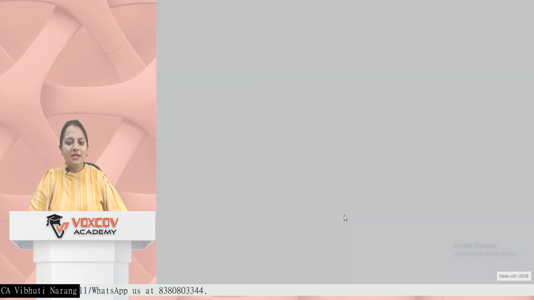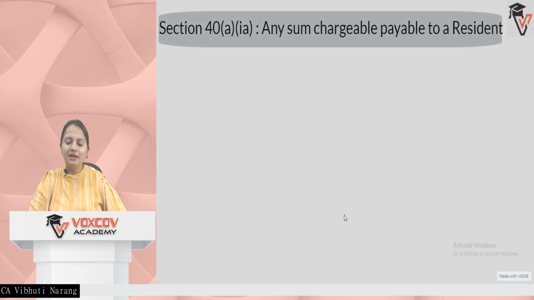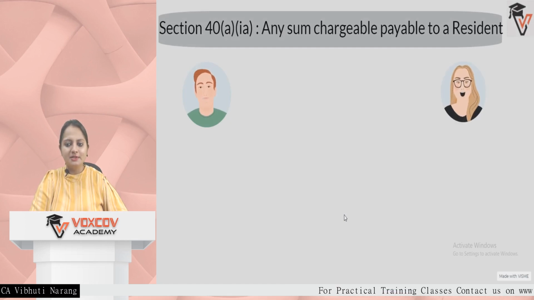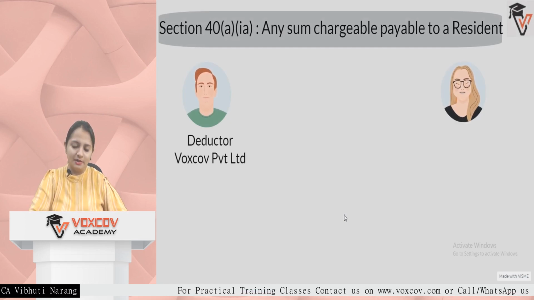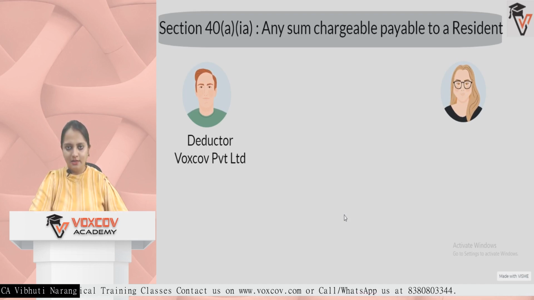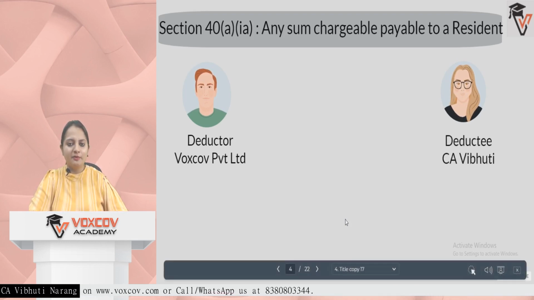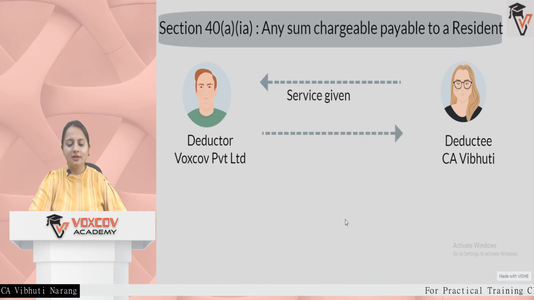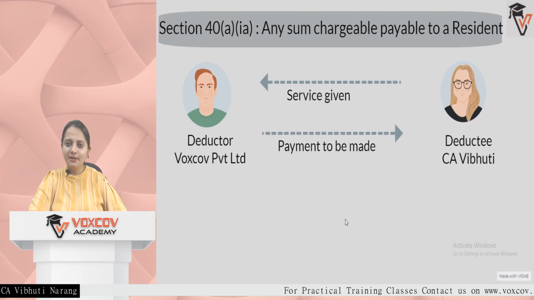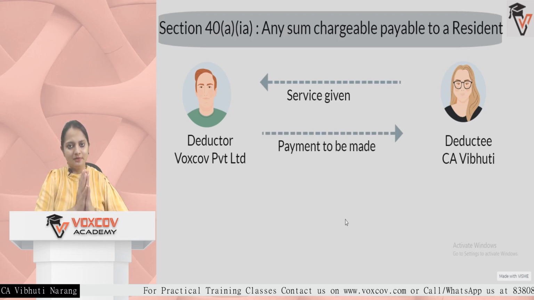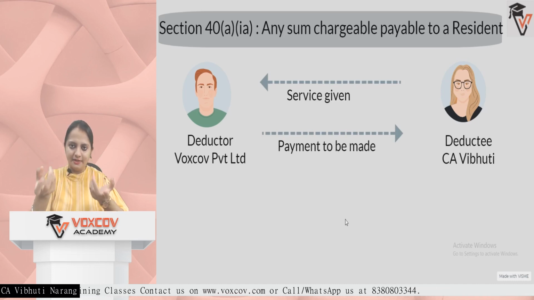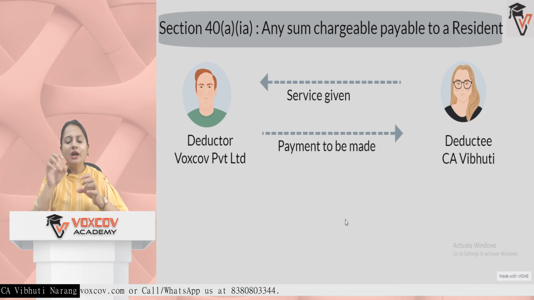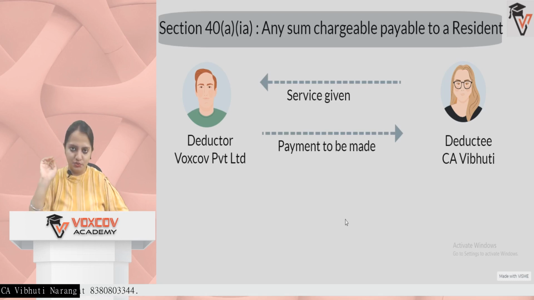Right. Now talking about the first section, but before that we'll understand a brief example, or why this case study is being developed. Let's suppose there's a company, Voxcov Private Limited. Now being a company, the company is a deductor in nature and the services are being provided by CA Vibhuti to this private limited company. In return, the company will be deducting the relevant TDS. That is a small concept, right? This section is relevant for only those assessees who are required to deduct TDS but have failed to do so.